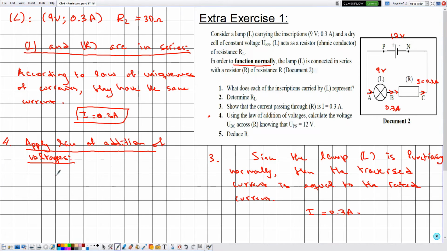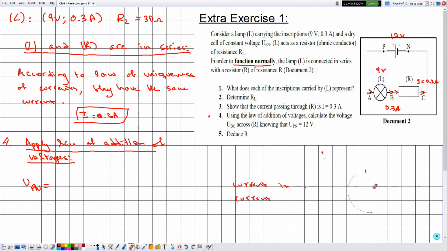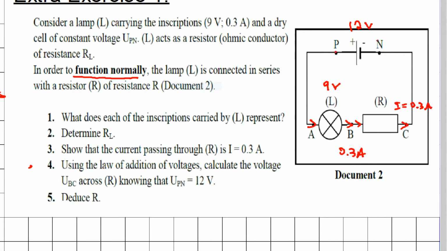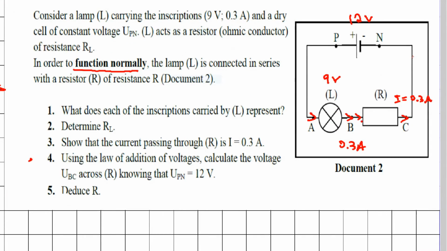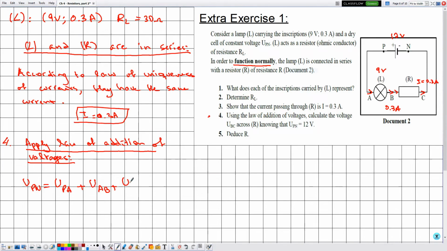So always on the left we write the voltage of the battery, which is given by UPN, and on the other side of this equation we write the voltages across different electric components starting from P and ending with N. Then from P we'll go to the point A. From A we will go to the point B. From B we will go to the point C. And from C back to N.